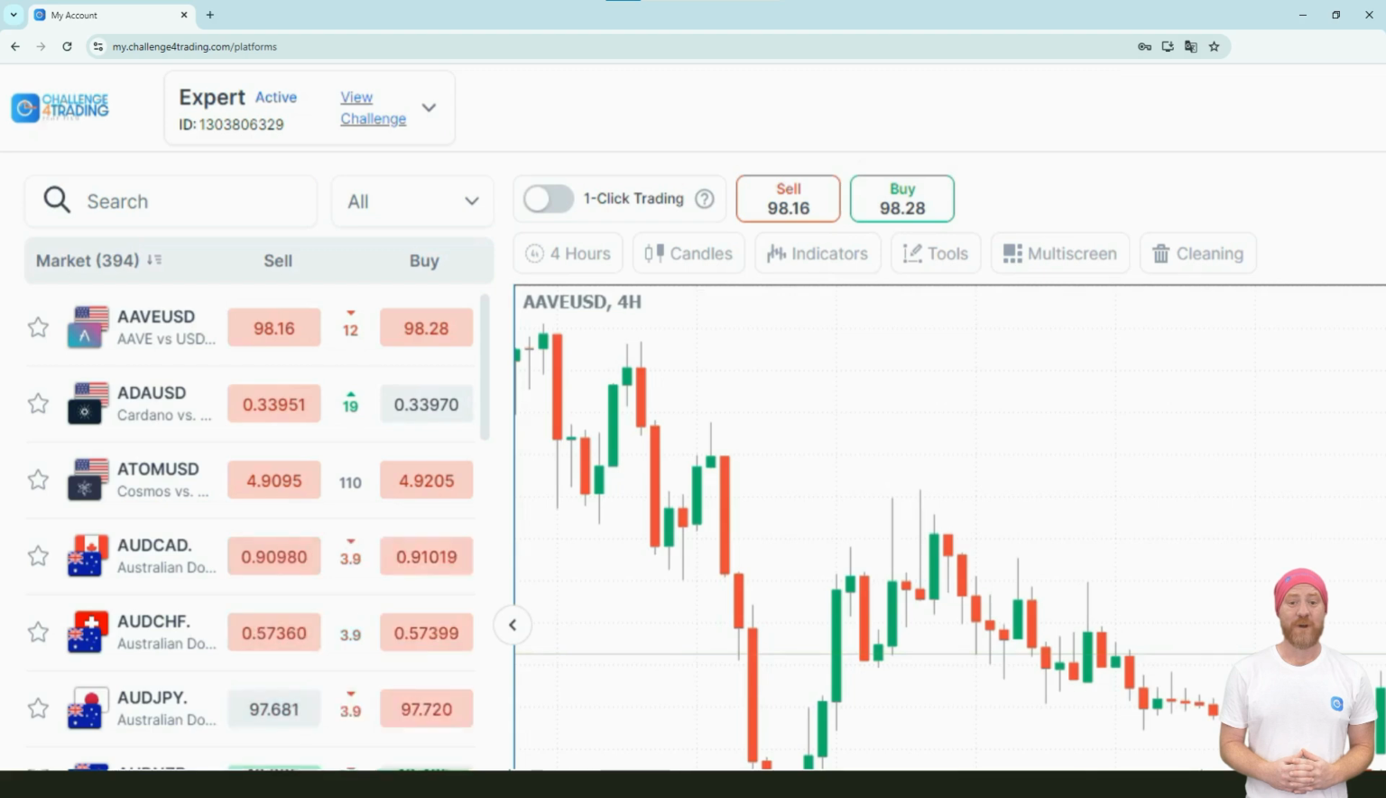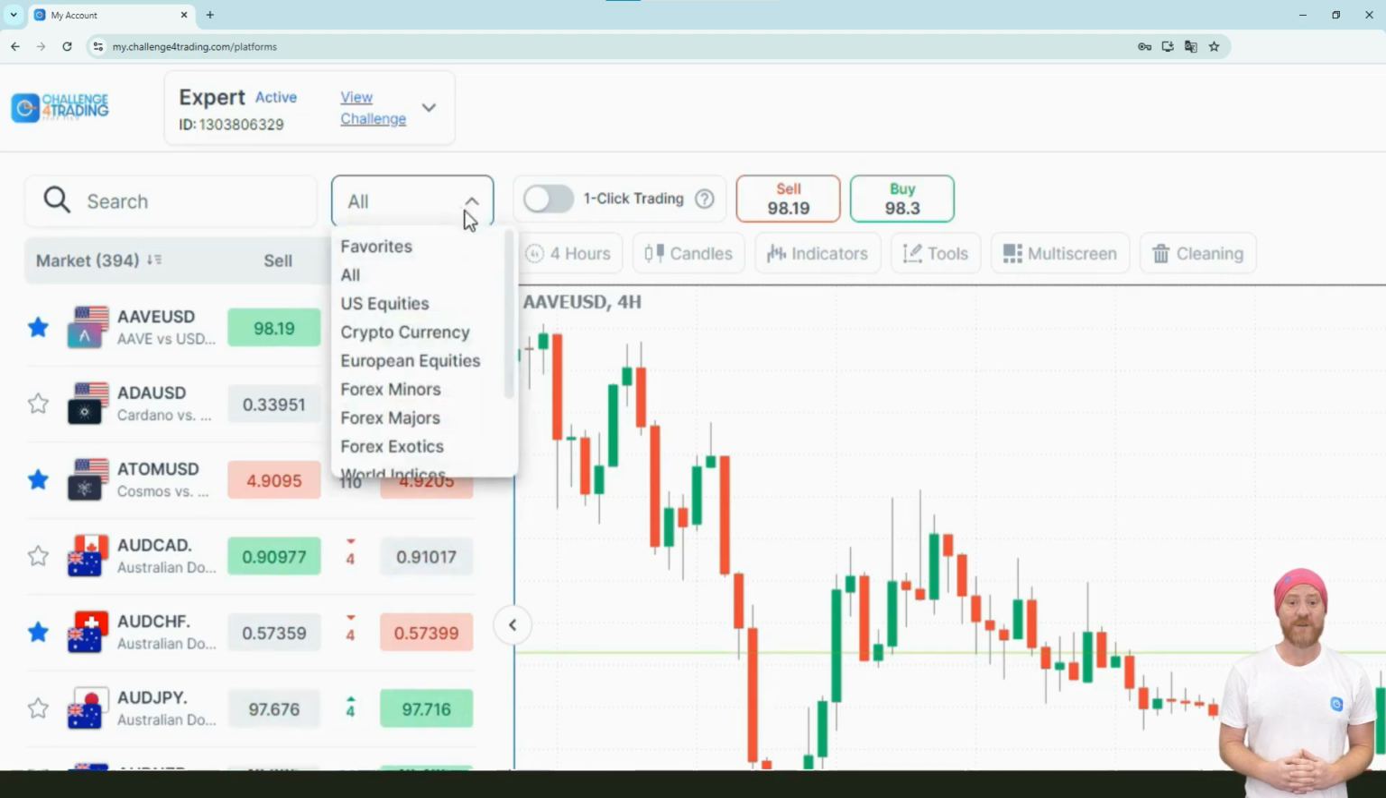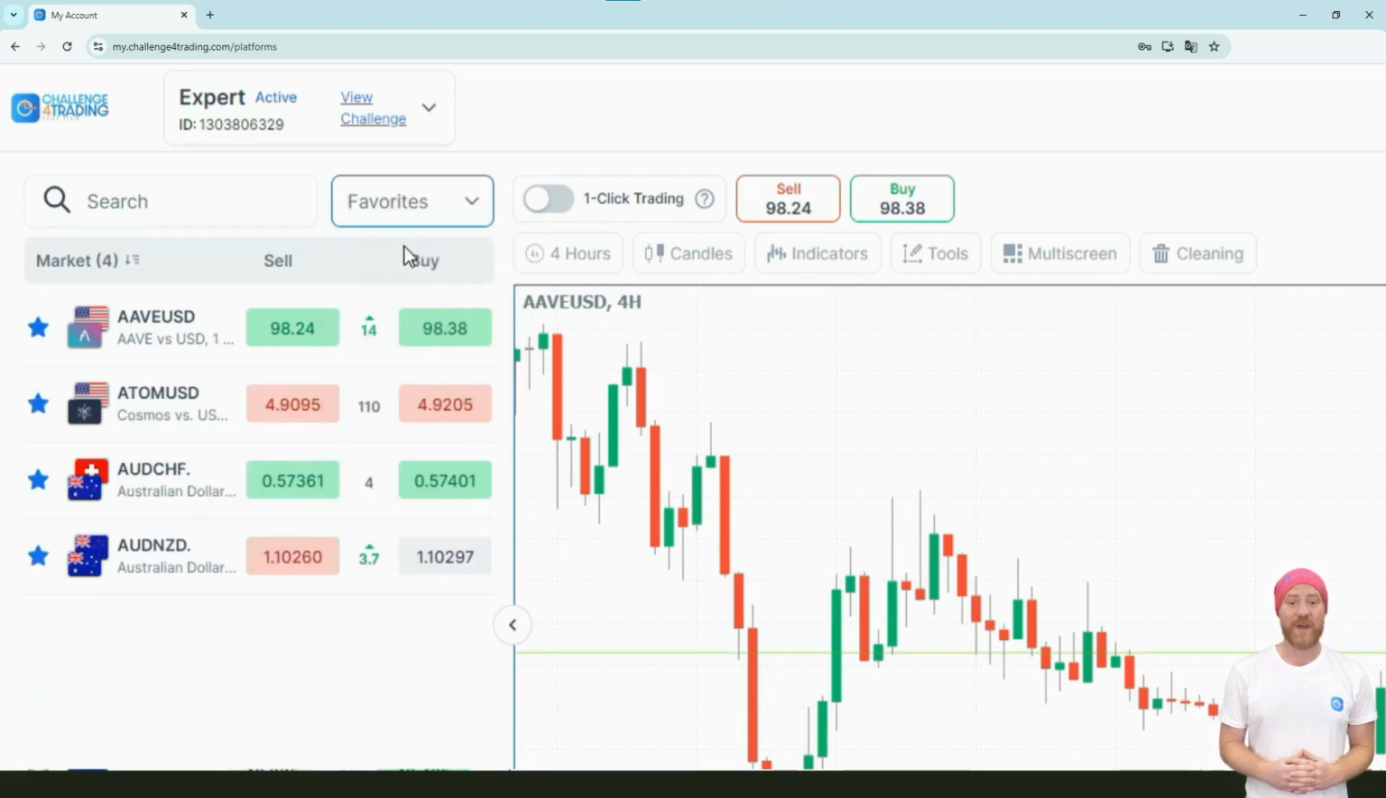To streamline your trading process, you can mark frequently traded assets as favorites. Simply click the little star icon on the left-hand side of each asset to add it to your favorites list. This ensures that these assets are easily accessible under the favorites category, saving you time and effort when you need to make quick trading decisions.